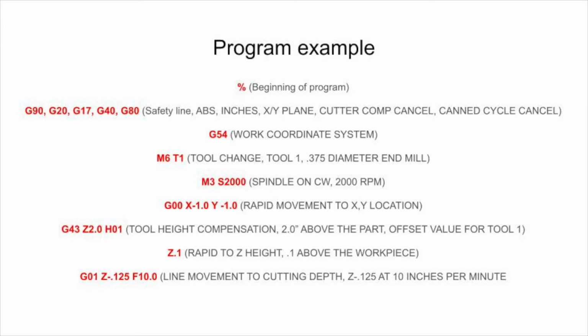If you look at this program example, we start off at the beginning of the program. We have a safety line, our work coordinate system. We call up a tool change, turn the spindle on, and we rapid to a part away from our cutting location. Then we turn on our G43, our tool height compensation. We rapid to Z height, 100 thousandths above the workpiece, and then this final line here, G01, Z negative 0.125 at a feed rate of 10 inches per minute.